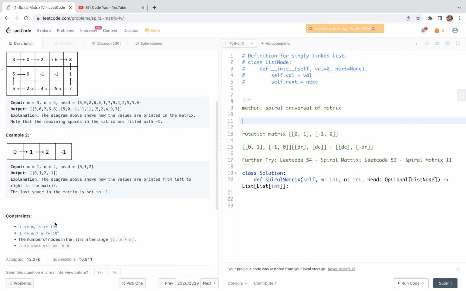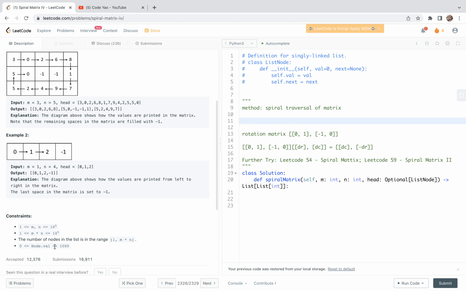Let's look at the constraints of the problem. The size of the matrix is controlled by m and n, and m and n can be as large as 10 to the power 5. So it's a large number, right? Together they can have 10 to the power 10 elements in total. The number of nodes in the list is in the range 1 up to m times n. In other words, the number of nodes in the linked list is less than or equal to the number of available spots in the matrix.